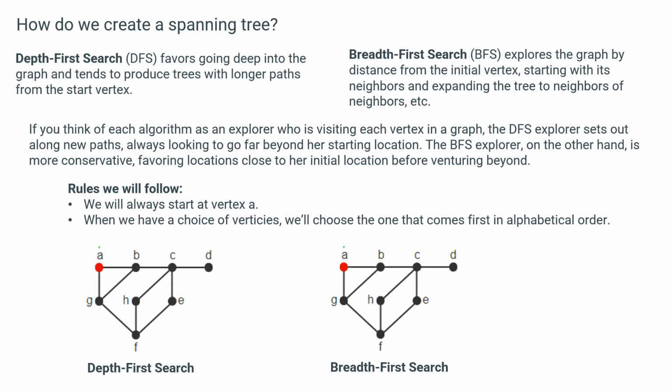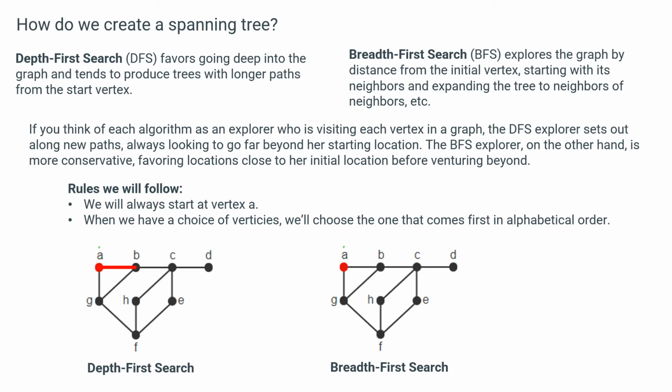It says going deep into the graph tends to produce trees with longer paths from the start vertex. So let's start with A, and here's what we would do. From A, I could go to B or G, but that rule says to choose the vertex first in the alphabet, so we would go to B.